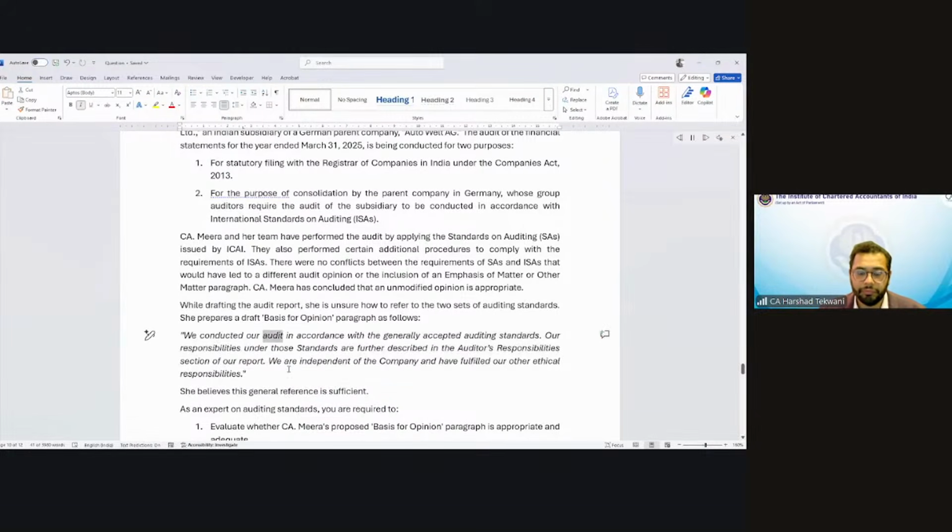We conducted our audit in accordance with the generally accepted auditing standards. Our responsibilities under those standards are further described in the auditor's responsibilities section of our report. We are independent of the company and have fulfilled our other ethical responsibilities. So this is what they have entered into their basis of opinion paragraph: that the audit is conducted in accordance with these standards, their responsibilities are described in the auditor's responsibility section, and they are independent of the company.